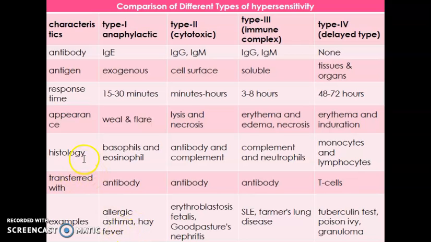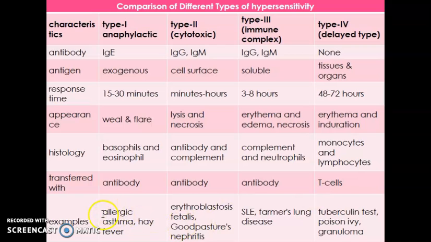Coming to the microscopic anatomy, there are basophils and eosinophils in type 1, antibody and complement in the case of type 2, complement and neutrophils in the case of type 3, and monocytes and lymphocytes in the case of type 4. Type 1, 2 and 3 hypersensitivities are transferred with antibody, whereas in type 4 it is with T cells.